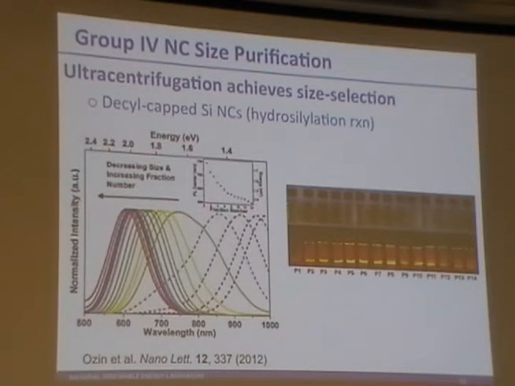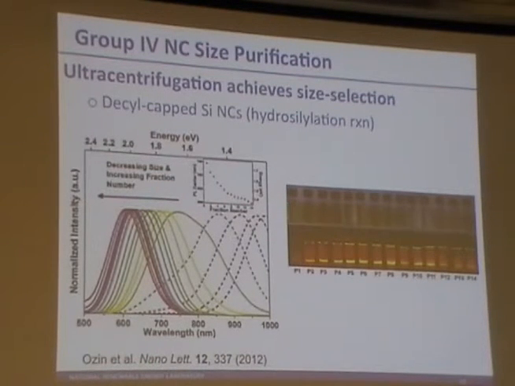So there's some other work that's been done on Group 4 nanocrystal size purification. Primarily this has been done by Jeff Ozin's group at Toronto. And recently he's shown that ultracentrifugation achieves some degree of size selection. And these are decyl capped silicon nanocrystals made via the Veinot method of silicon nanoparticles in silica, and the HF etch, and then they do this hydrosilylation to put the decyl groups on there. And so you have these C10 groups on the outside.